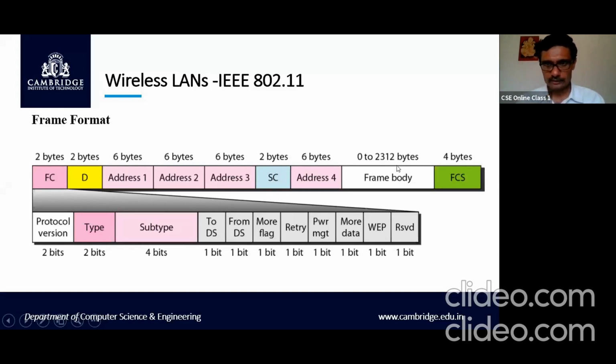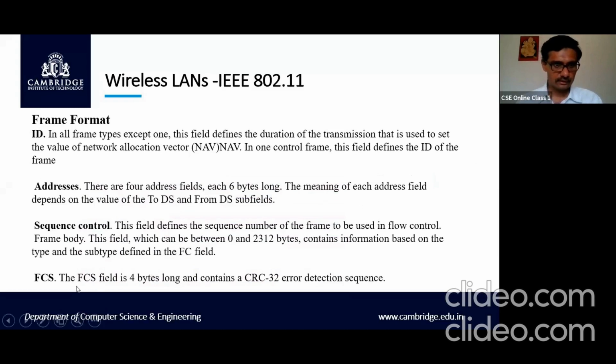And the frame body, as I said, varies from 0 to 2312. This is the payload received from the upper layer. And the frame check sequence, FCS, is 4 bytes. Okay. So you can see here, this is a CRC32 error detection sequence. This CRC32 error detection sequence is used, 32-bit here.